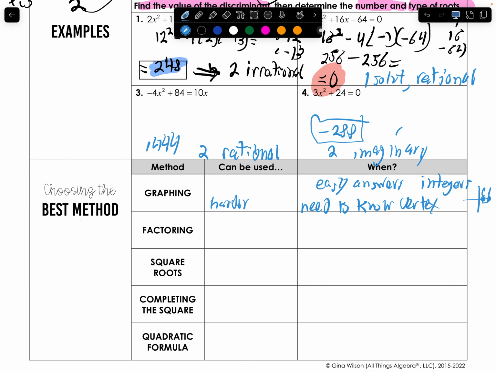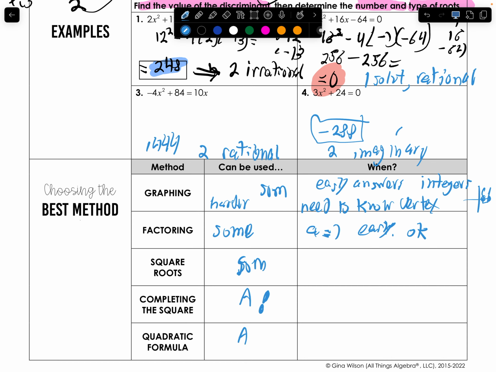Factoring's pretty easy, but you can use it sometimes. I'll say sometimes. I just put sometimes, not always. Okay, so I'll put that there so you know there's a caveat there. So factoring. Well, again, when a is equal to 1 trinomial, then you can see, does it factor easily? If it factors easily, then use it. Okay, good. You can do it.